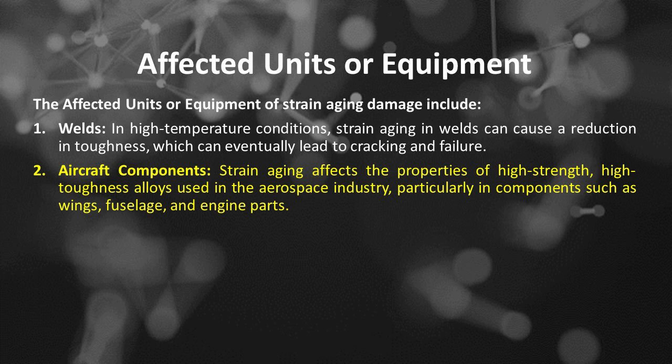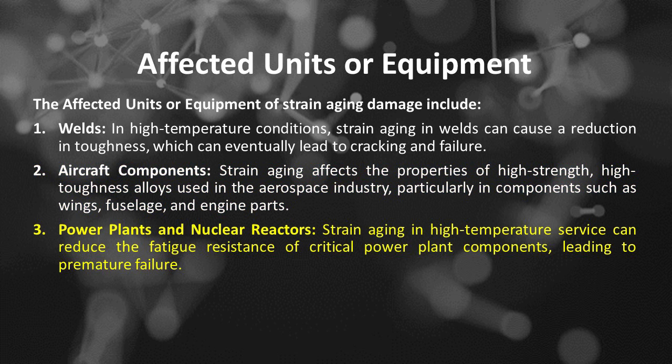Strain aging affects the properties of high-strength, high-toughness alloys used in the aerospace industry, particularly in components such as wings, fuselage, and engine parts. Number 3 is power plants and nuclear reactors. Strain aging in high-temperature service can reduce the fatigue resistance of critical power plant components, leading to premature failure.